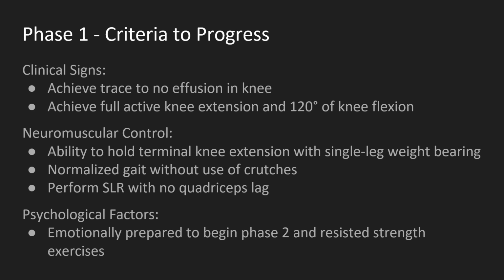To progress on to phase 2, for clinical signs, we want to have, like we said, trace to no effusion in the knee. We want full active knee extension and 120 degrees of knee flexion. For neuromuscular control, we want them to be able to hold terminal knee extension on a single leg weight bearing and normalize gait without the use of crutches, and to perform a straight leg raise with no quadriceps lag. For psychological factors, we want them to be emotionally prepared to begin phase 2 and resisted strength exercises.